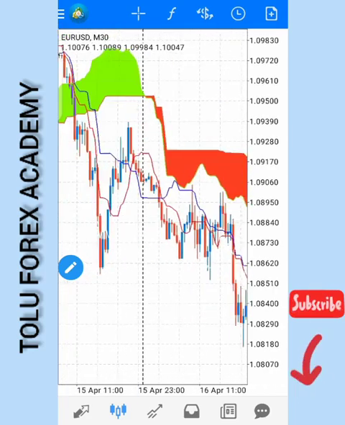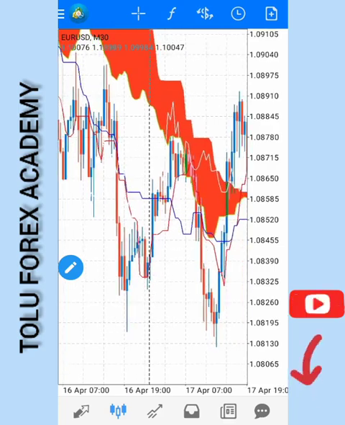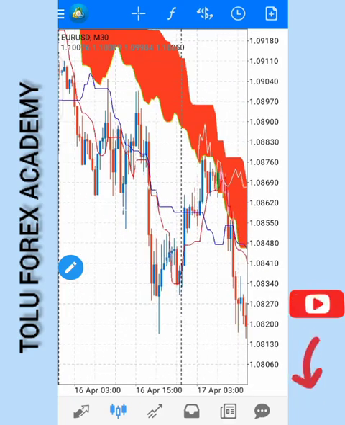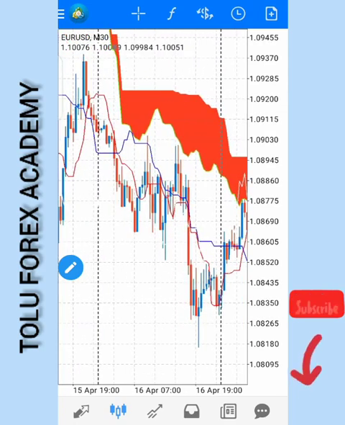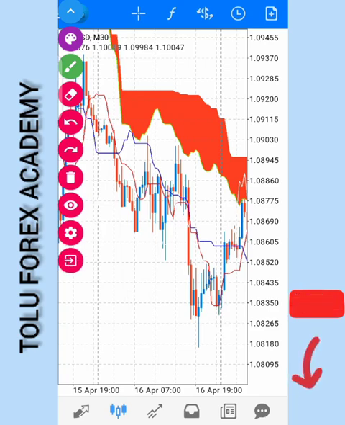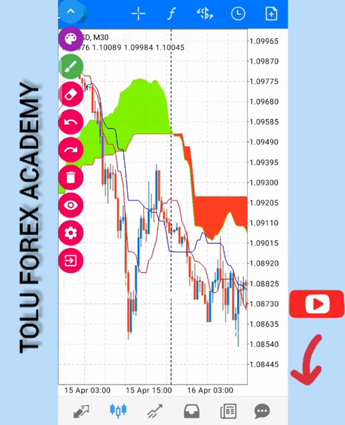All right, before we move on. So this is a typical strategy here. Okay, so you want to enter the trade. You see, we already have a breakout. We have a breakout at this point. We have a breakout at this point.